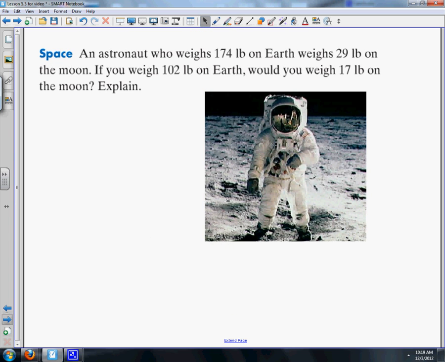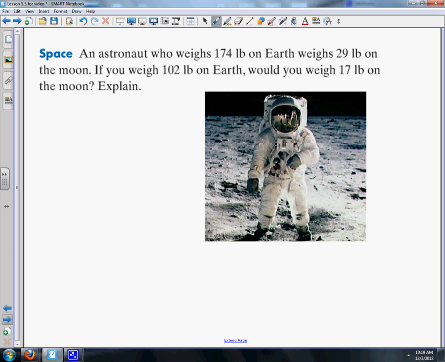So try this one. An astronaut who weighs 174 pounds on Earth weighs 29 pounds on the moon. If you weigh 102 pounds on Earth, would you weigh 17 pounds on the moon? So set them up as fractions and put them equal to each other, and then try this problem.